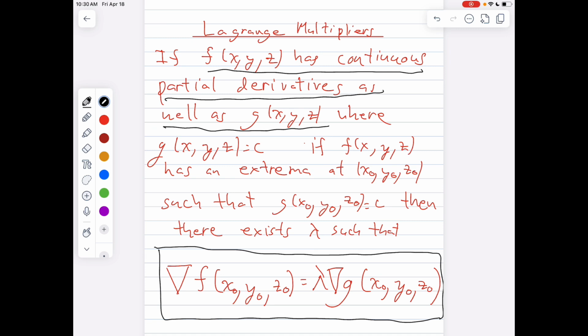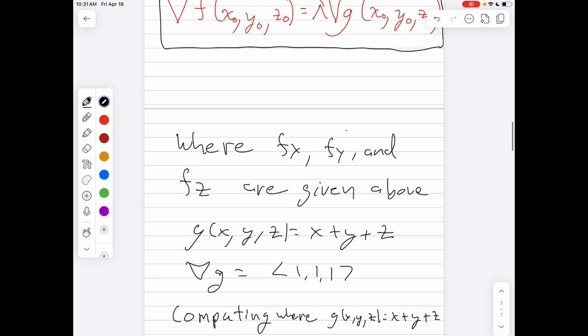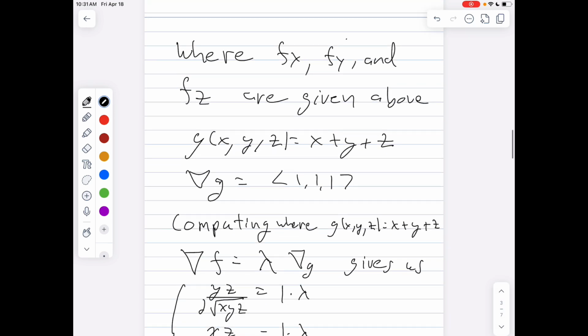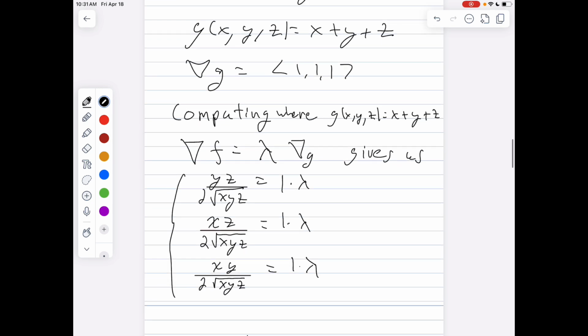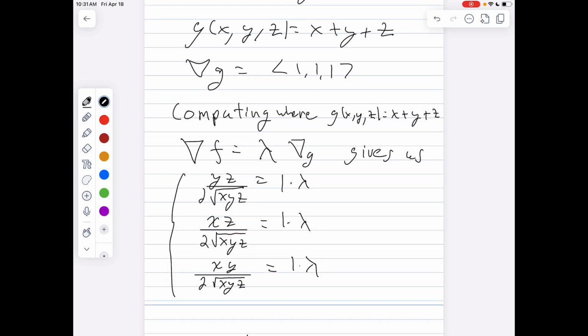However, in this case, any point involving 0, if I have a constraint anywhere where x, y, or z is equal to 0, Lagrange multipliers won't find that, okay? So Lagrange multipliers can find any other point where the partials do exist. And so if we were to start looking at that, first of all, fx, fy, and fz are already given above. And g of x, y, z is basically x plus y plus z. It's like the constraint equation.